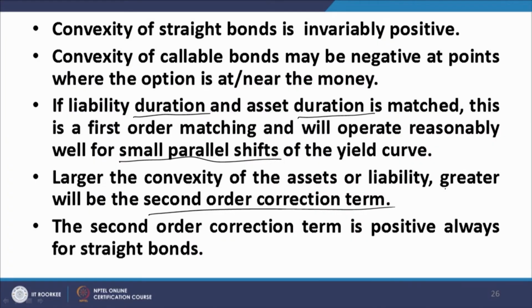The second order correction term is always positive for a straight bond. As I mentioned, straight bonds have a positive convexity, and dy squared is always positive irrespective of the sign of dy. Therefore, whether the interest rates increase or decline, dy squared will always be positive. If c is positive, the convexity term in totality is positive, and furthermore, if the asset side convexity is higher, naturally the increase in price due to the convexity correction will be more for the asset side compared to the liability side.